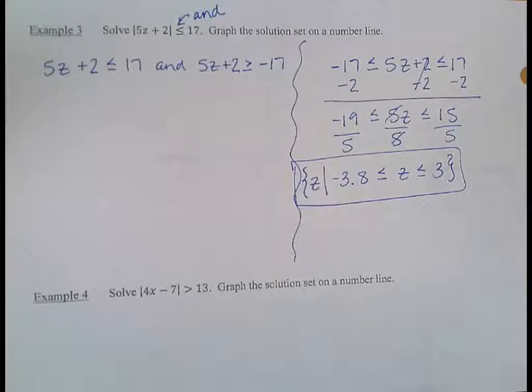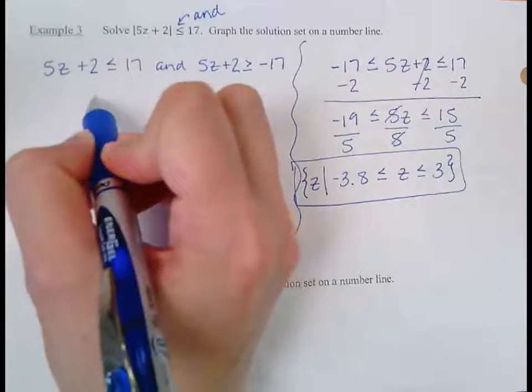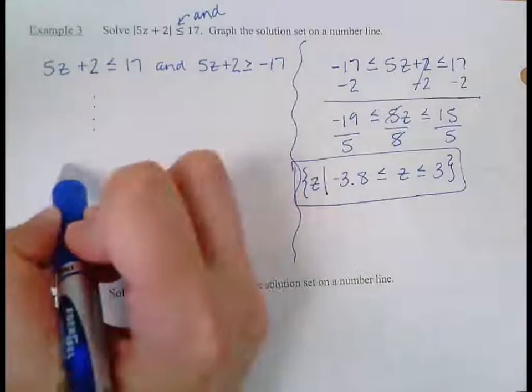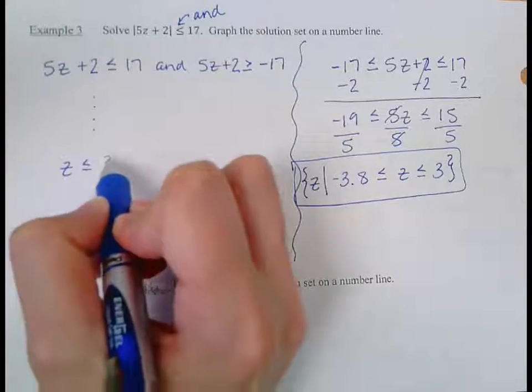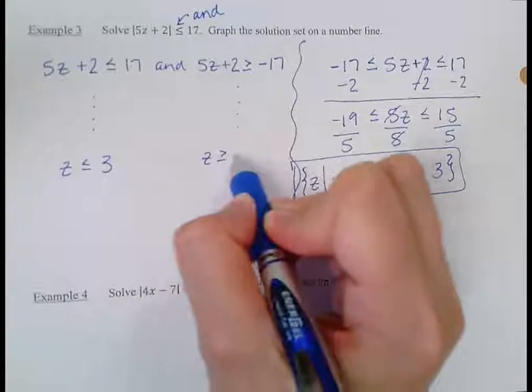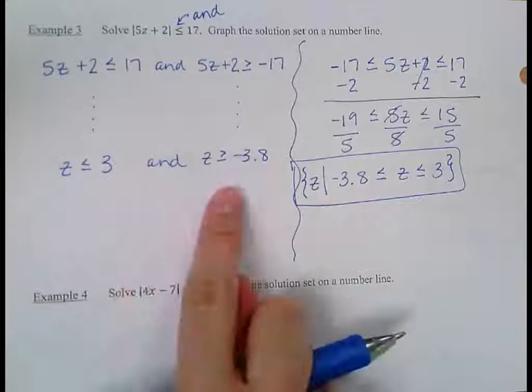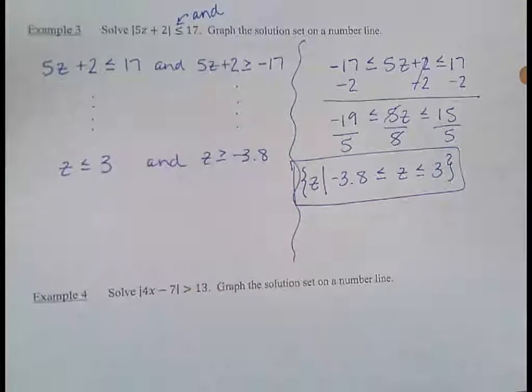If you solved it separately, I'll just show this in case any of you solved it the first way. Your first inequality would come out to be z is less than or equal to 3, and the second one would come out to be z is greater than or equal to negative 3.8. So yours would be written this way, which means the same thing.